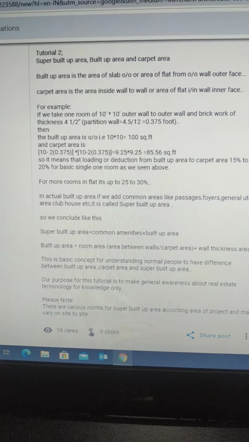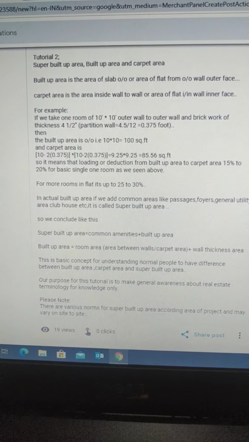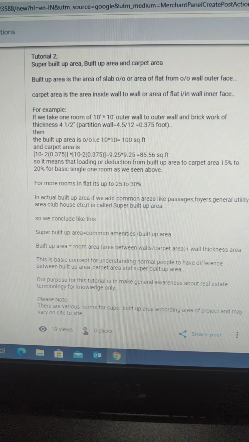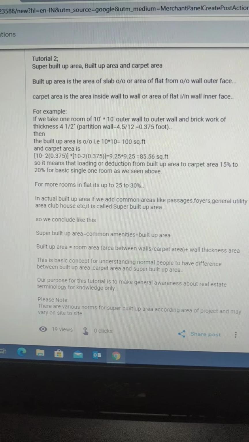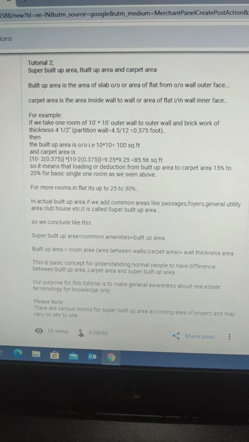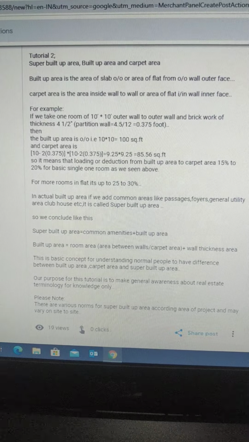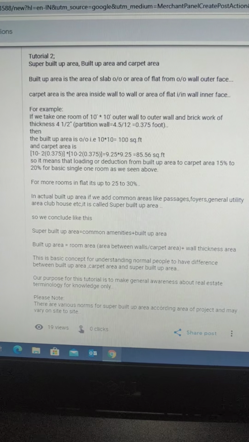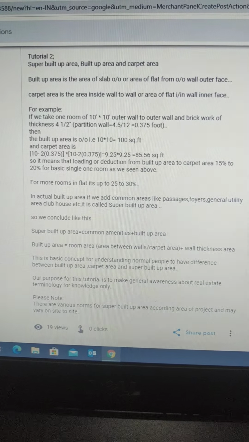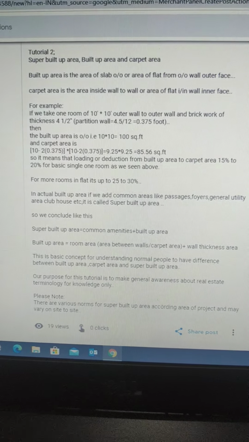So it means that the loading or the deduction from built up area to carpet area is 15% to 20% in a basic single room, as we saw above. And for more rooms, super built up loading will go up to 25 to 30%. If we add common areas like passage, foyers and general utilities like a clubhouse to the actual built up area, it is called super built up area.